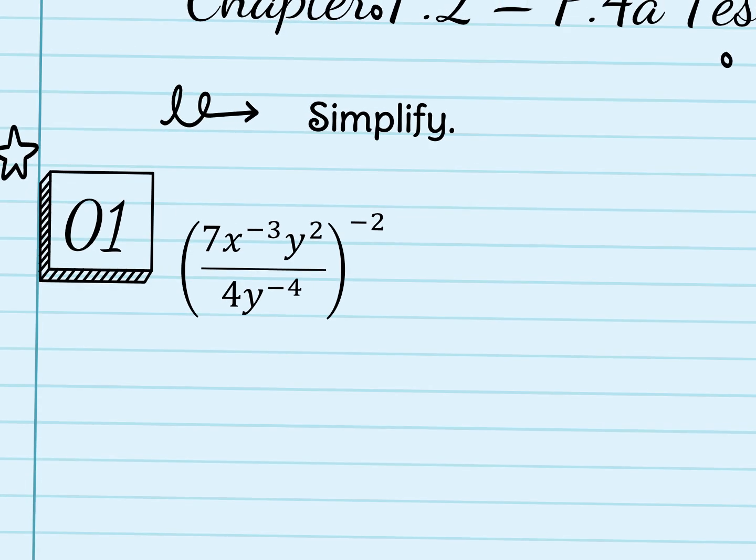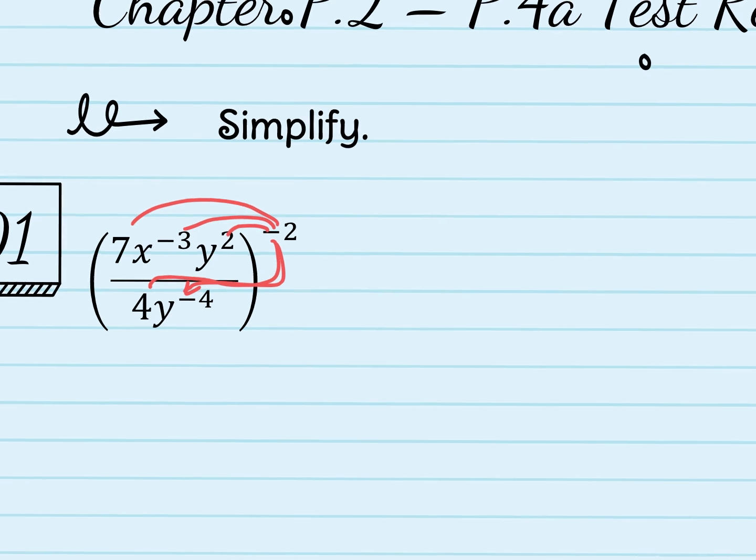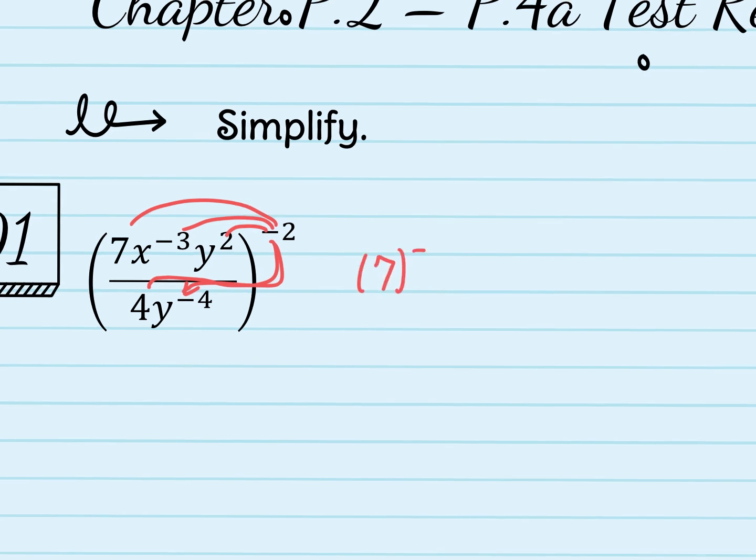So when we look at something like number one, remember this exponent is going to be distributed to every single thing inside. Sorry about that. Everything inside of the parentheses in both the numerator and the denominator. So let's go ahead and rewrite this. We have 7 to the negative 2 power. X to the negative 3 times negative 2 is going to be positive 6. And then 2 and negative 2 is going to give me y to the negative 4th. And then the denominator, we're going to have 4 to the negative 2nd power. Y to the negative 4 times negative 2 is going to give me a positive 8.